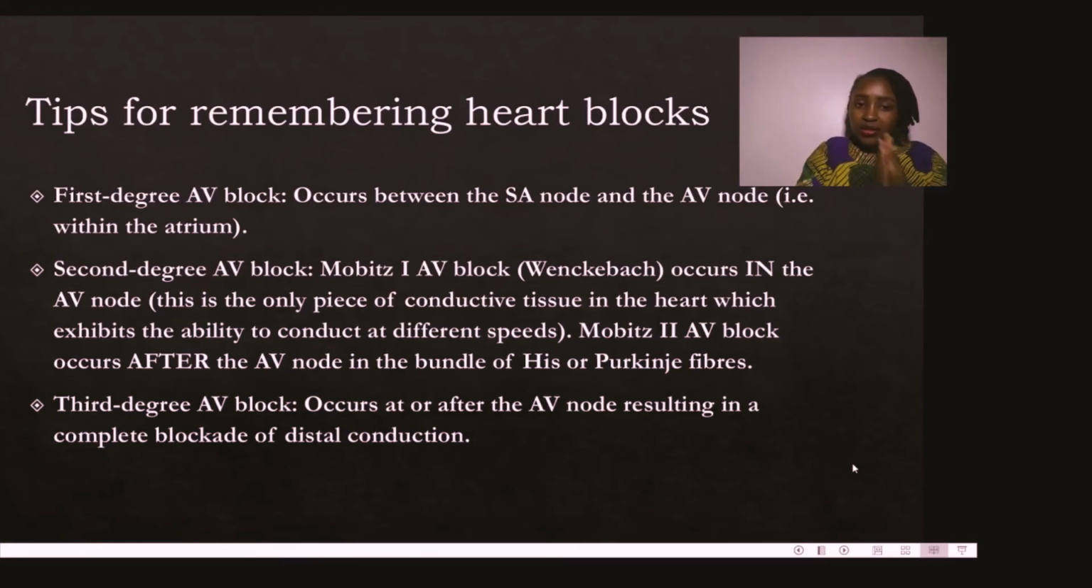The second degree atrioventricular block, Mobitz type 1, occurs in the AVN itself. And that is why there will be a bit of conductivity in the heart, but then it will be conducting at different speeds. While type 2 will occur after the AVN, and this will be either in the bundle of His or its branches or in the Purkinje fibers. While third degree AV block occurs at or after the AV node, resulting in a complete blockage of the distal conduction. So it won't even get to the bundle of His at all.